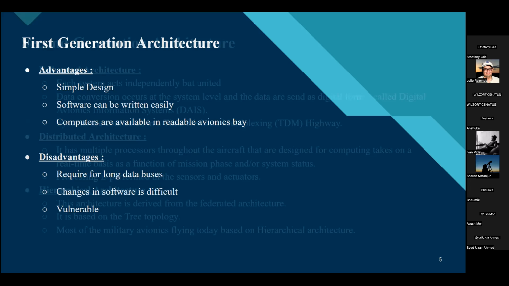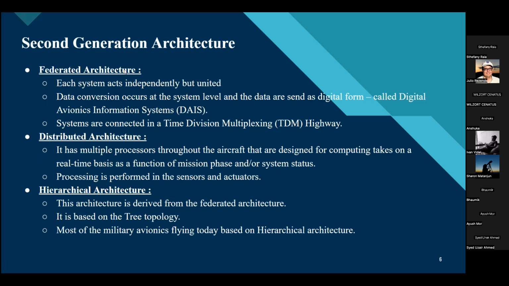Then moving on, we have the second generation architecture. As I said, we have three architectures in this generation. The first one was federated architecture. Each system acts independently but united. Data conversion occurs at the system level, and the data are sent in digital form, called the digital avionics information system, which makes this more reliable than the first generation.